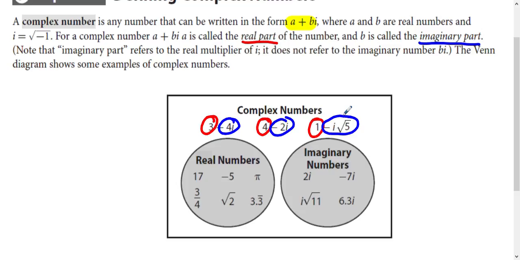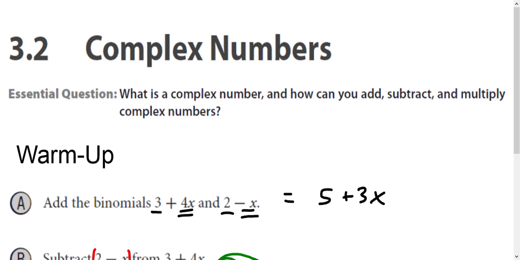What makes this easy is that when we do all the math with complex numbers, i is just like a variable. You can treat i just like an x. You can combine like terms. You can multiply i times i to get i squared. The only thing that makes it more difficult is if you get an i squared, you're going to change it to a negative 1. That's it. Other than that, it's the same as what we did in the warm-up right here.